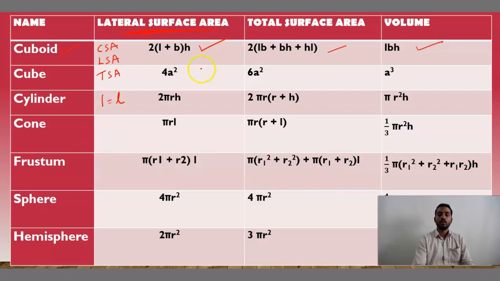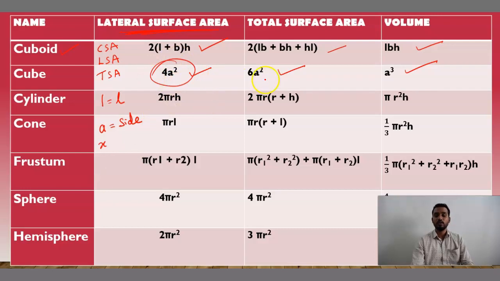Cube. Lateral surface area is 4a square, total surface area is 6a square, and volume is a cube. So what is this a? a is nothing but the side. Sometimes we use x also; x is also the side. Any alphabet you can use. This is 4 into side square, 6 into side square, and side cube.